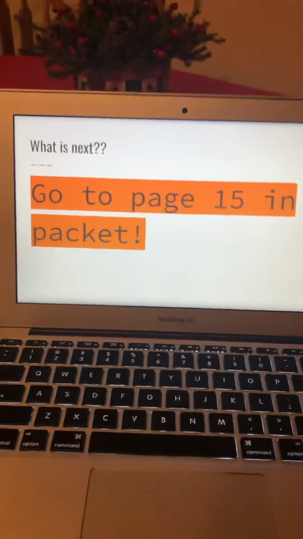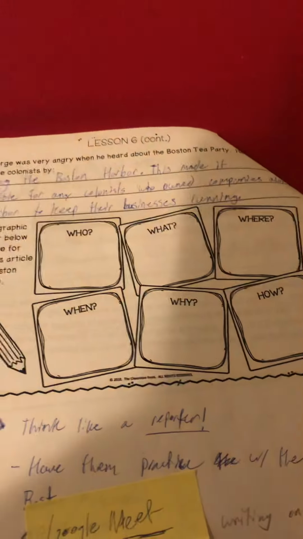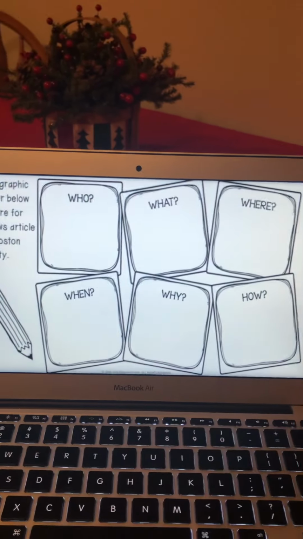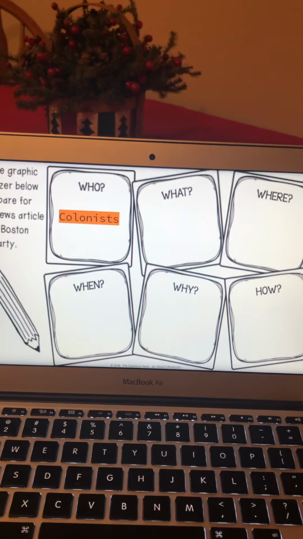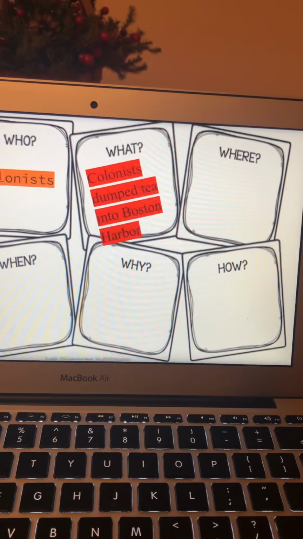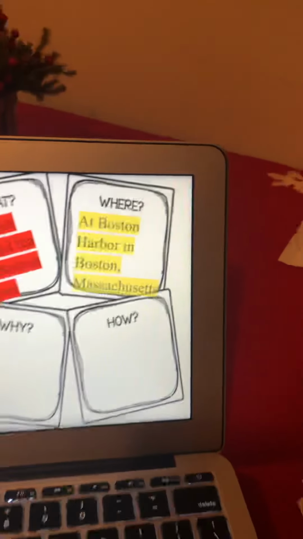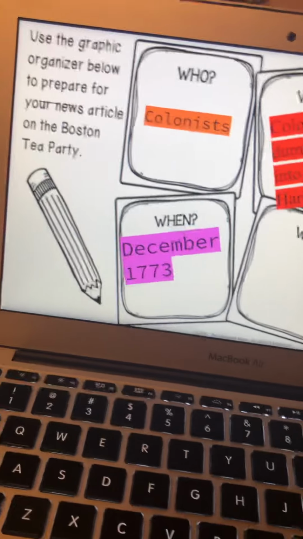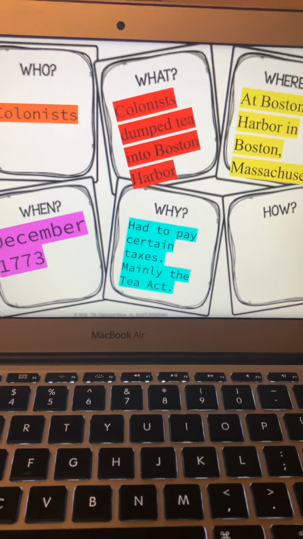Now go to page 15 in your packet. It'll look like this. We're going to do the who, what, where, when, why, and how. The first one, who? Colonists. The second one, what? Colonists dumped tea into the Boston Harbor. So that's what happened. Where? At Boston Harbor in Boston, Massachusetts. When? December 1773. Why? They had to pay certain taxes, mainly the Tea Act.